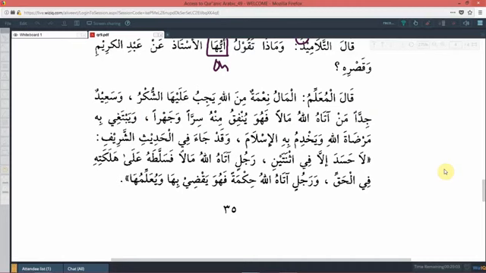Man atahu Allahu malan, the one who Allah gave him wealth. فَهُوَ يُنْفِقُ مِنْهُ سِرًّا وَجَهْرًا, and he spends from it secretly and openly. وَيَبْتَغِي بِهِ مَرْضَاتِ اللَّهِ, and he seeks or desires with it, right, the pleasure of Allah. وَيَخْدِمُ بِهِ الْإِسْلَامِ, and he serves with it the religion of Islam.